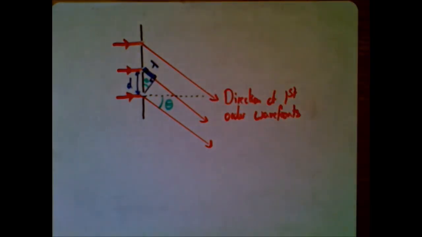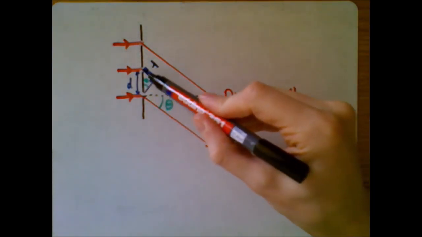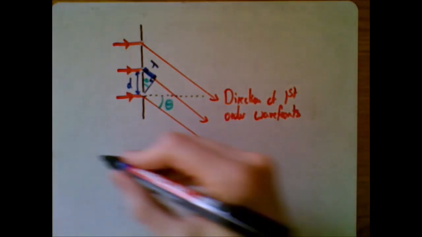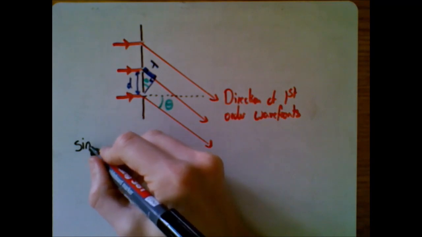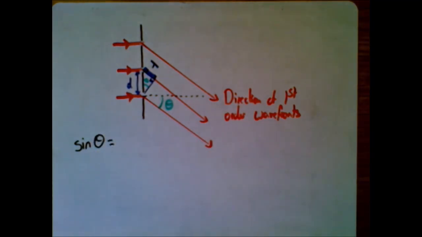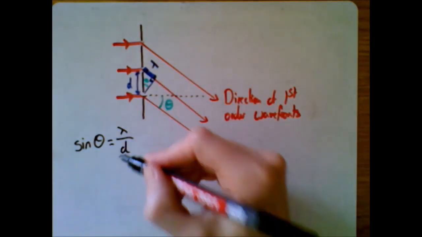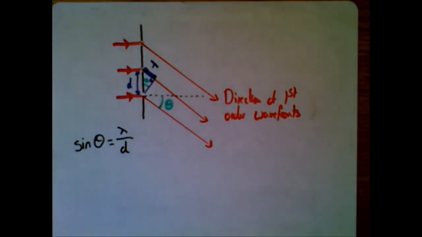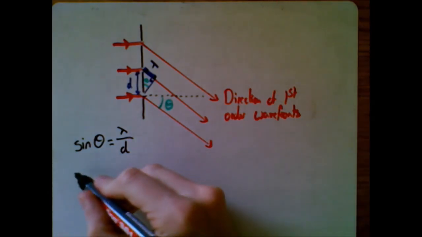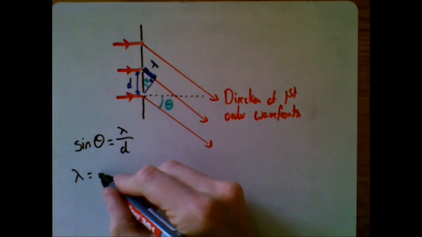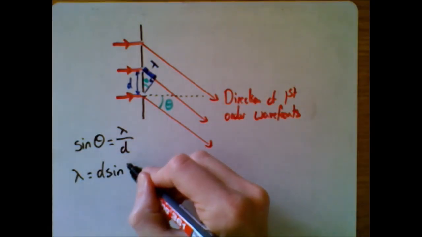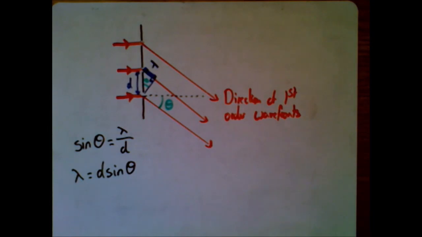So if we look at this triangle here and apply trigonometry, sine theta equals opposite, which is lambda, over hypotenuse, which is d. So we've got sine theta equals lambda over d. Or we could say that lambda equals d times sine theta. And that is for the first order, that's for the first maximum.